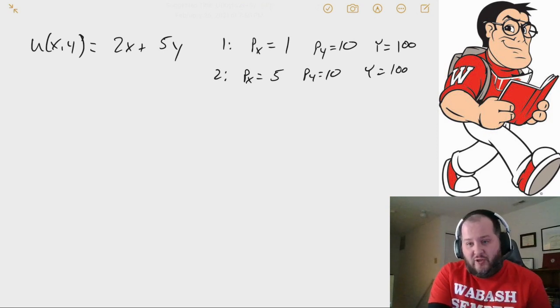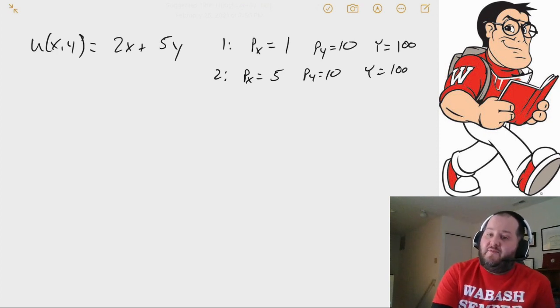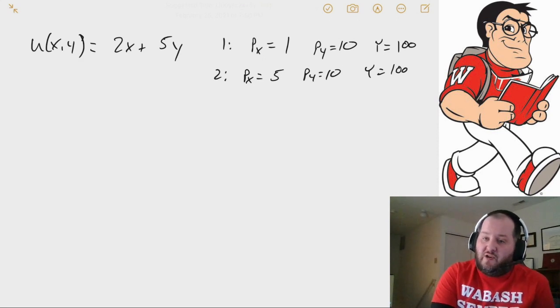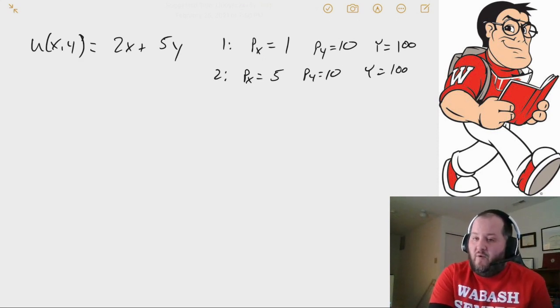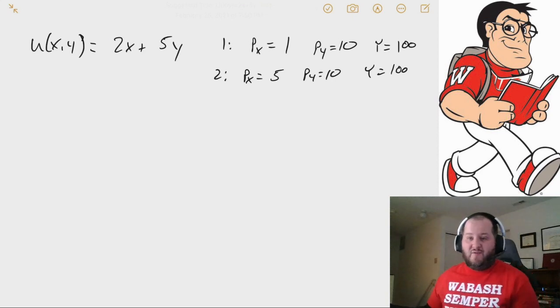So what I don't want to see on the exam is you try to do calculus on this, because it is a waste of your time. We don't want to do calculus on this because when we have perfect substitutes, we know that we're either going to want to spend all of our money on good x or all of our money on good y. Nothing in between. So we're going to figure out which one gives us the most utility.